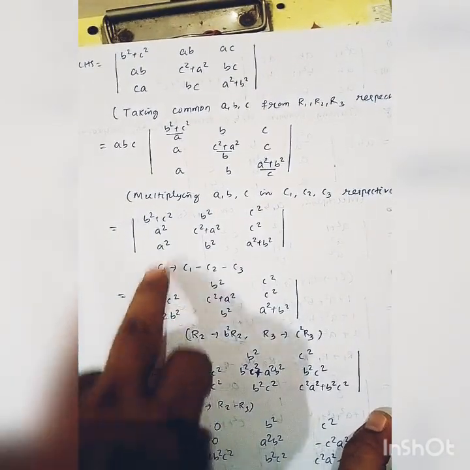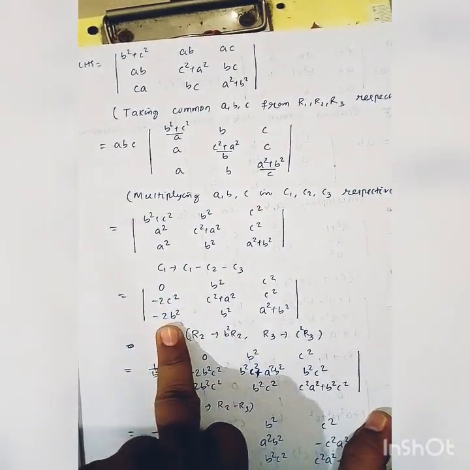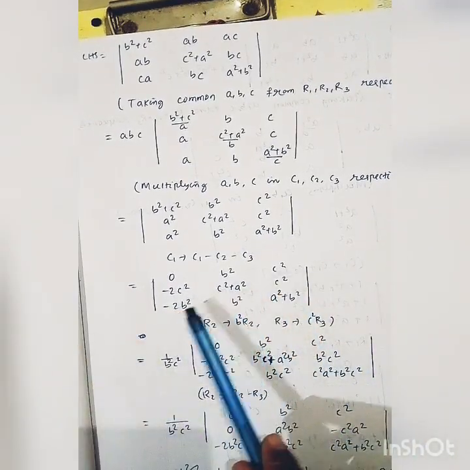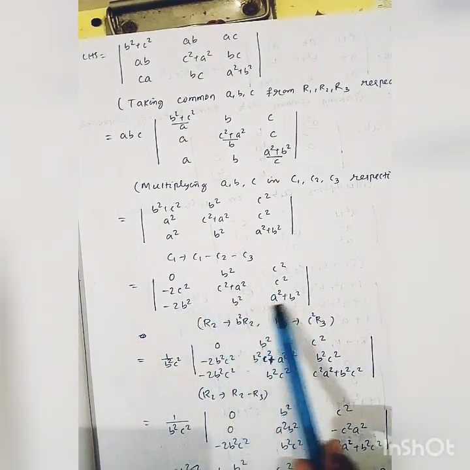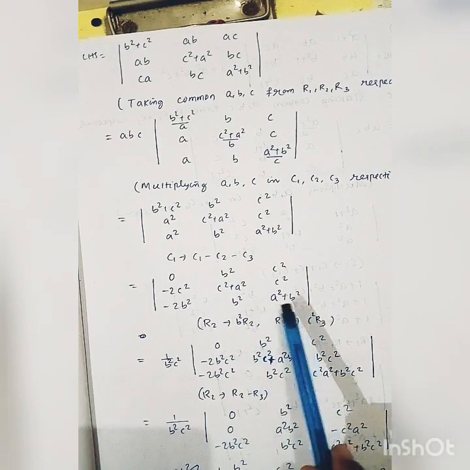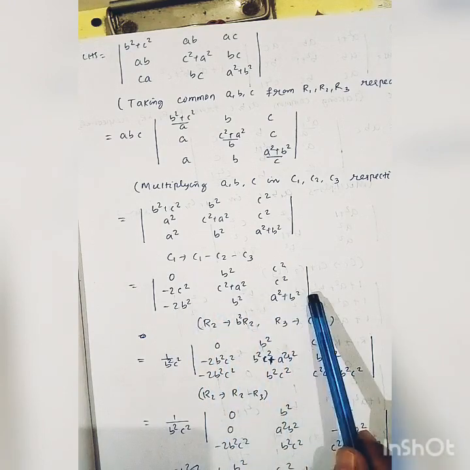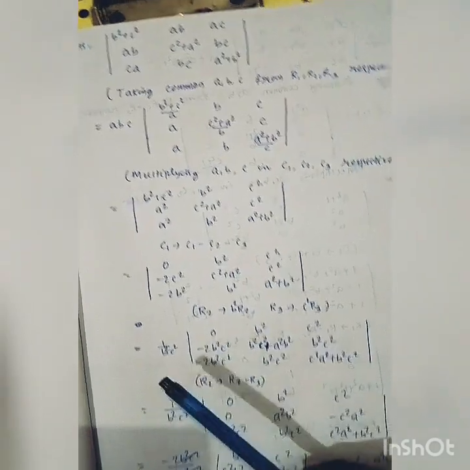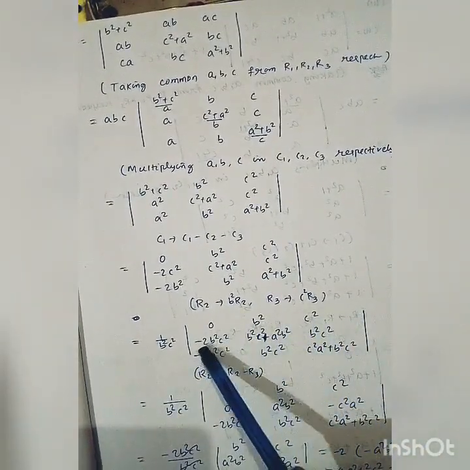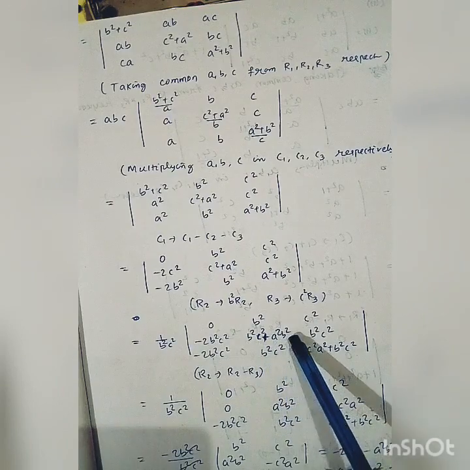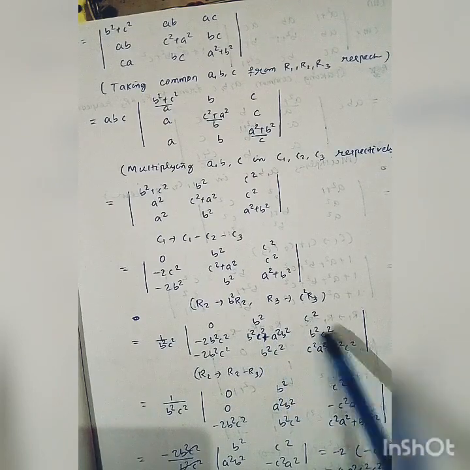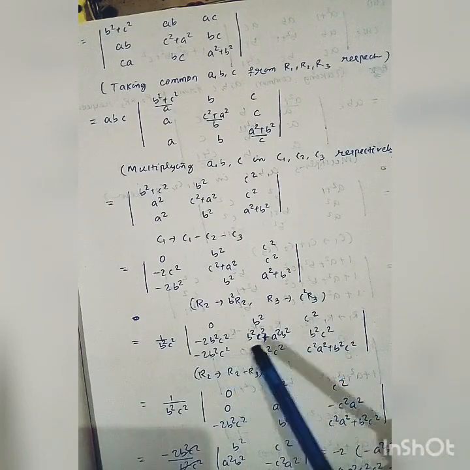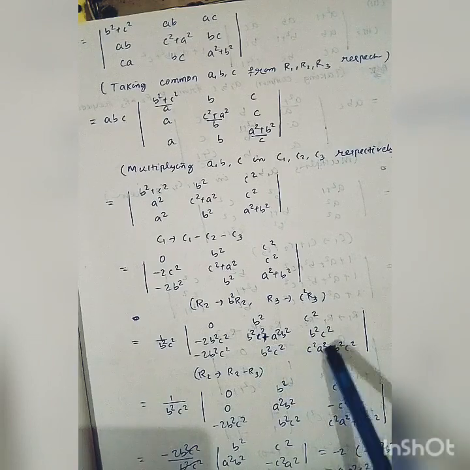Again it is minus 2c square, minus 2b square. Again by multiplying b in row 2 and c in row 3, if you multiply b square in row 2 and c square in row 3, now you have to divide 1 by b square c square. That is 0, b square c square minus 2b square c square, b square c square, a square b square, again b square c square minus 2b square c square, b square c square, c square a square b square c square.